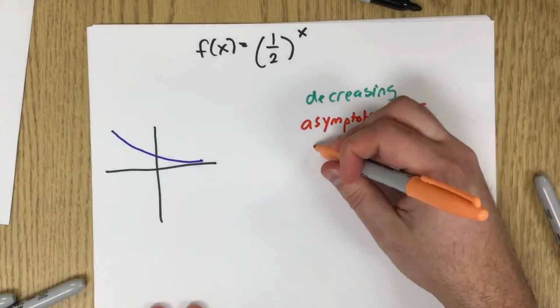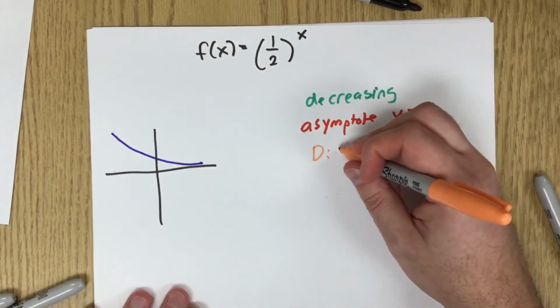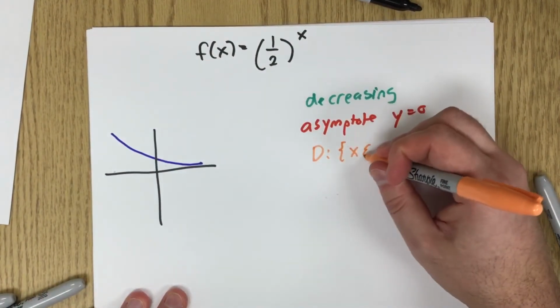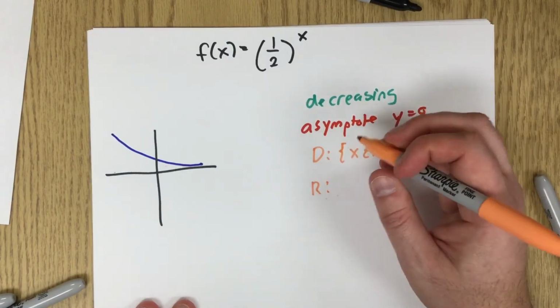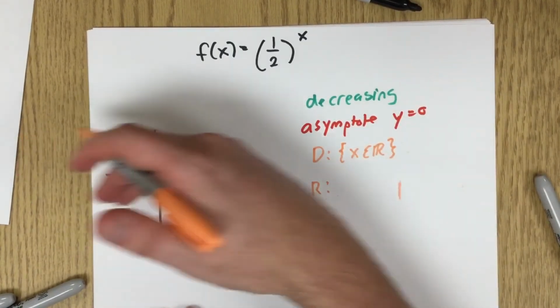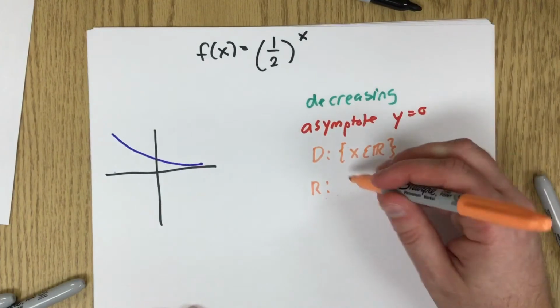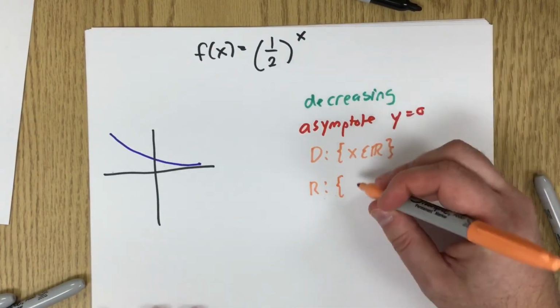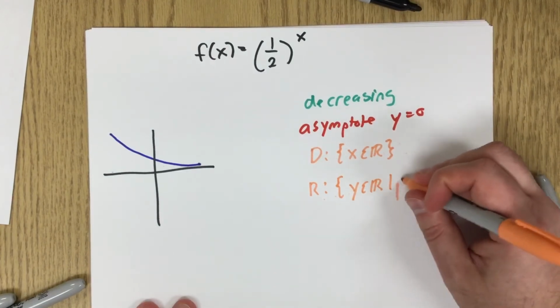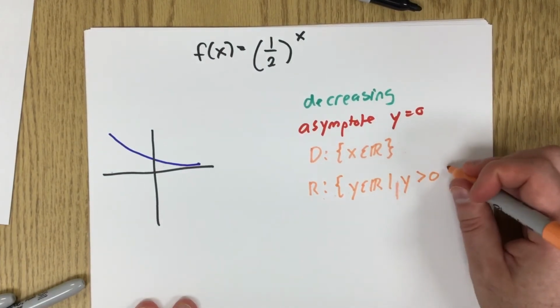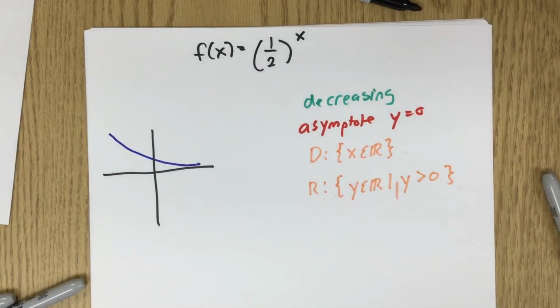The domain is still all the numbers. So x is an element of real numbers. The range actually is going to be the same. So it doesn't quite get to 0, but it stays above it. So whether it's increasing or decreasing, that didn't really affect the range. y is an element of real numbers such that y is greater than 0.